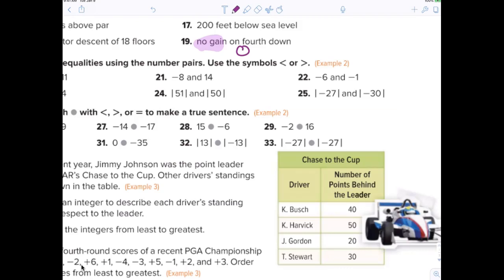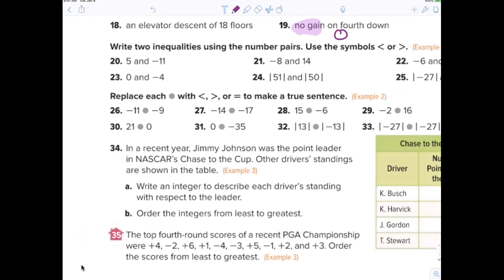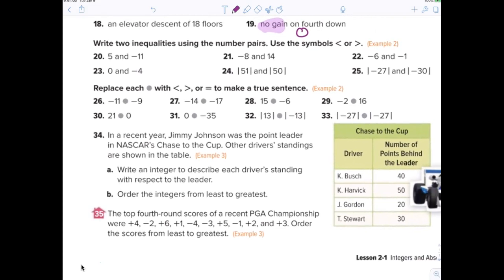So we're on number 22. Negative 1 is greater than negative 6, or negative 6 is less than negative 1. You're awesome. Perfect. All right. 23. Exactly. It's right there on the board. All right, 24. Tell me. 51 is greater than 50, or 50 is less than 51. Easy as that.